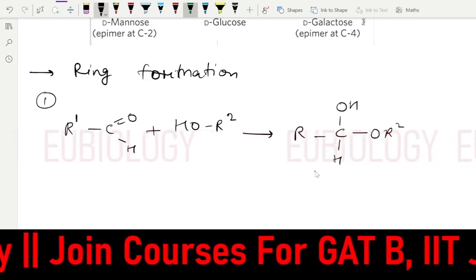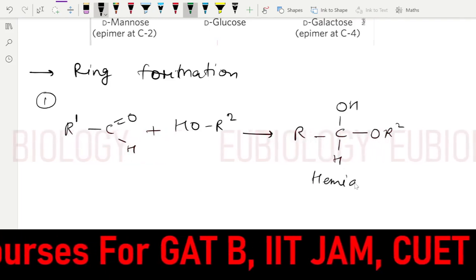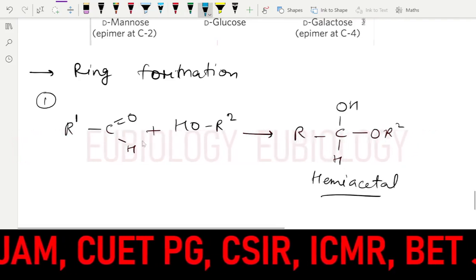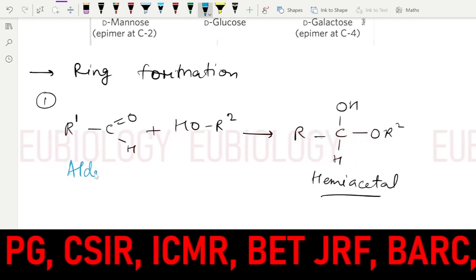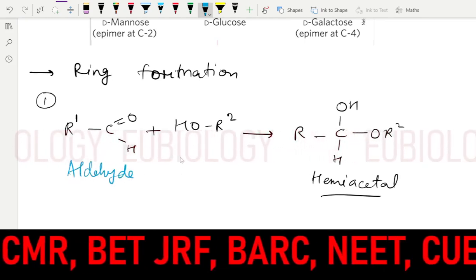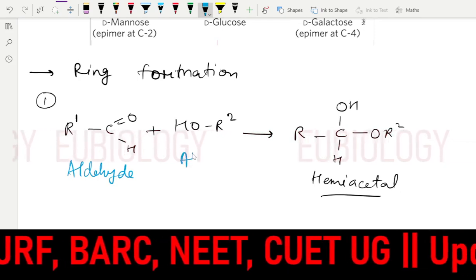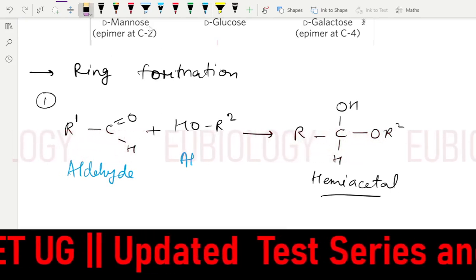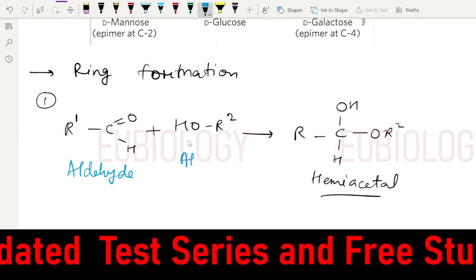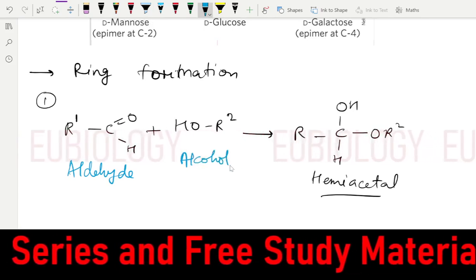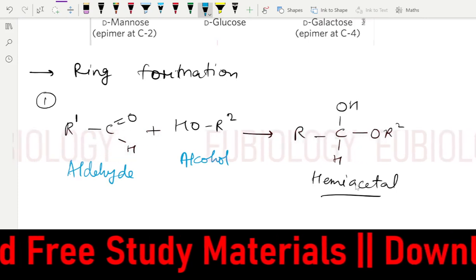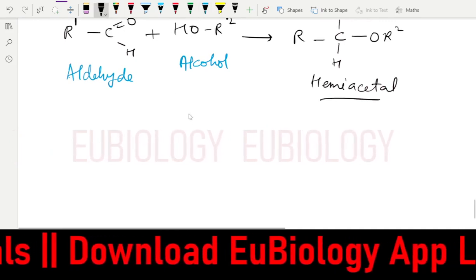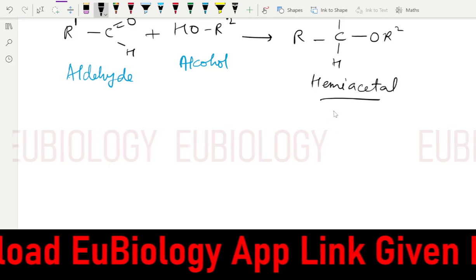hemiacetal. Okay, hemiacetal. Why is it called hemiacetal? Because we are getting this hemiacetal from the aldehyde reacted with the, sorry, reacted with the alcohol. Now finally you will get the hemiacetal. The hemiacetal is the intermediate. Now it will give you the acetal.